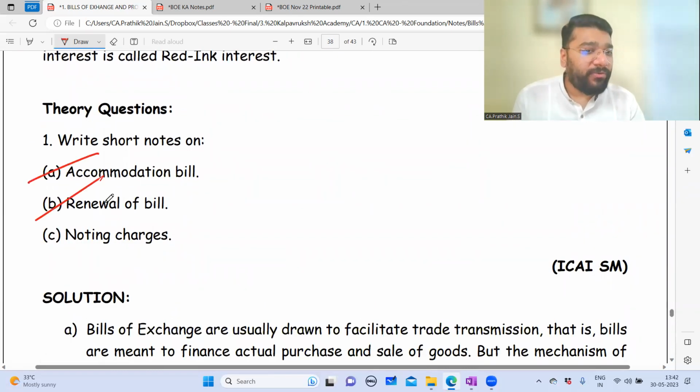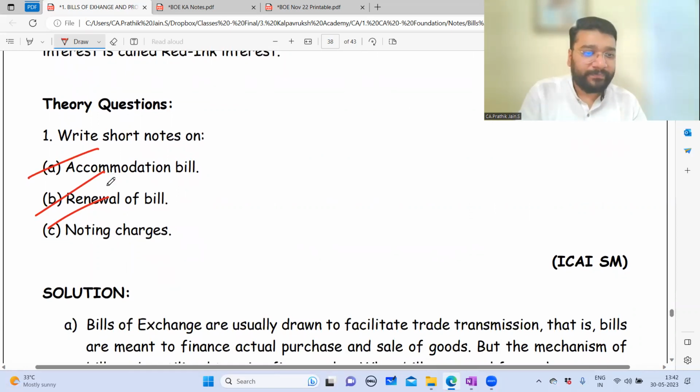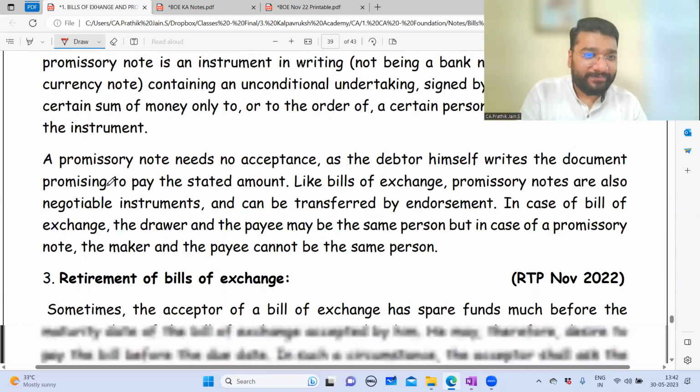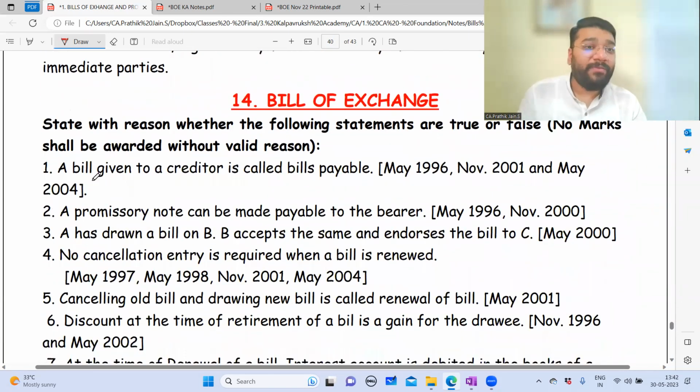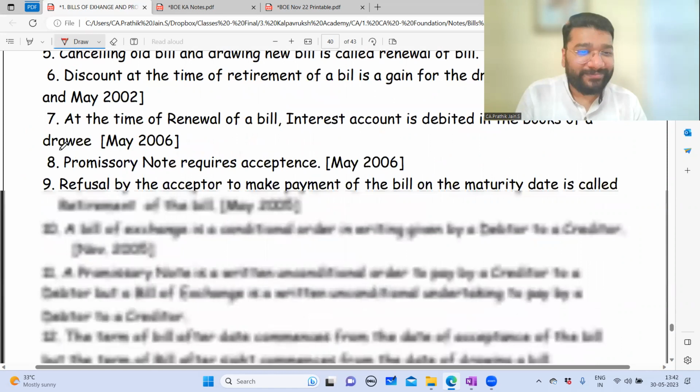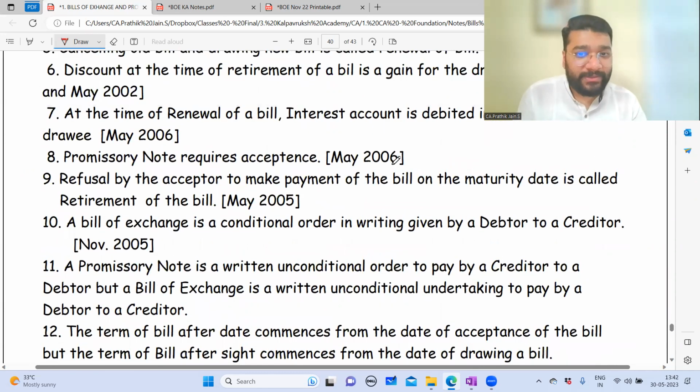Theory questions, you have to do it. You might get a direct question, so you have to read it. No escape. Homework. Then I've given you some additional true and false questions from a special book. That also is homework. It's all year questions. Mind you, all year questions.